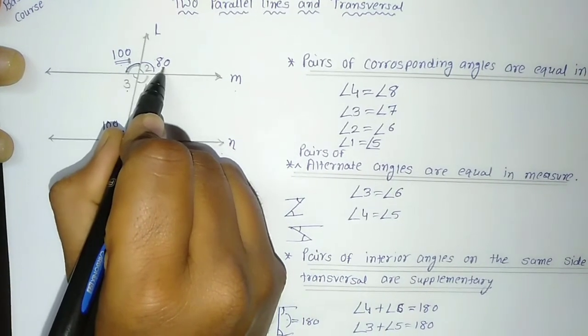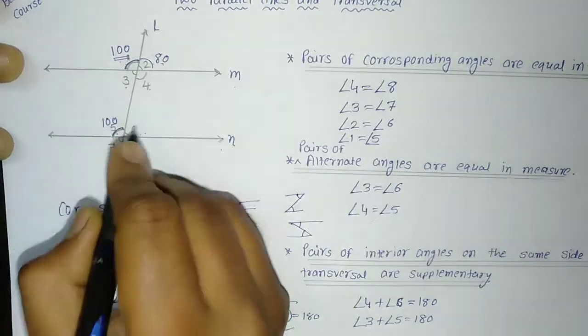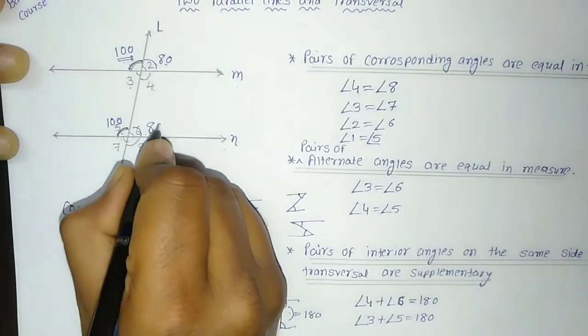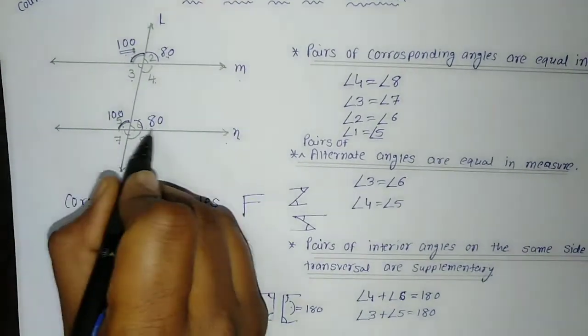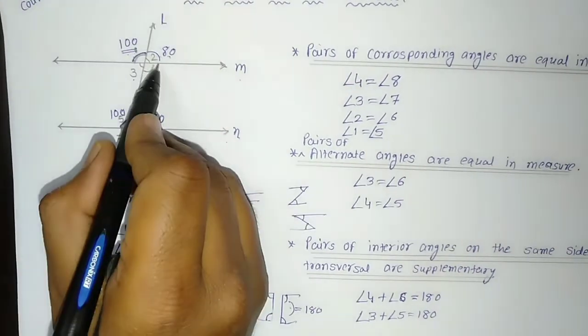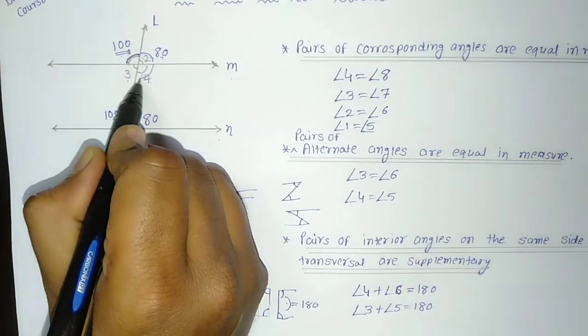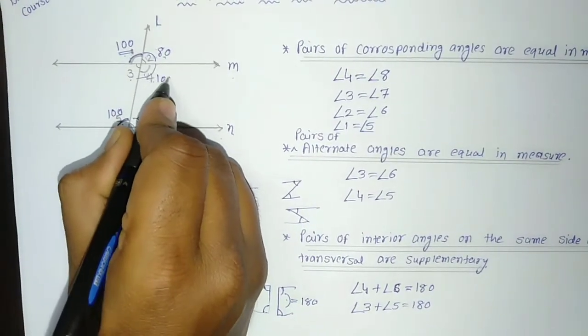Then you can understand again, a pair of corresponding angles are equal. So this is 80, this would also be 80. Or even this is 100, then it forms a linear pair. So it is 100, then this would be 80. If this is 80, then these angles are forming a linear pair. This is 80, then this would be 100.